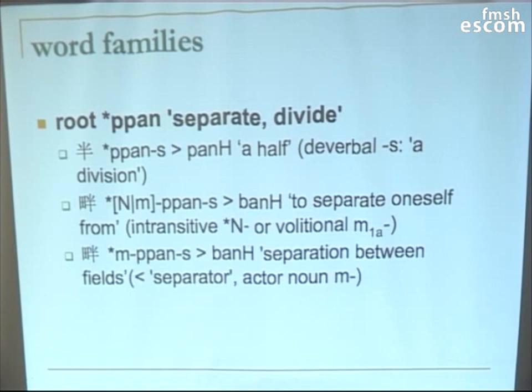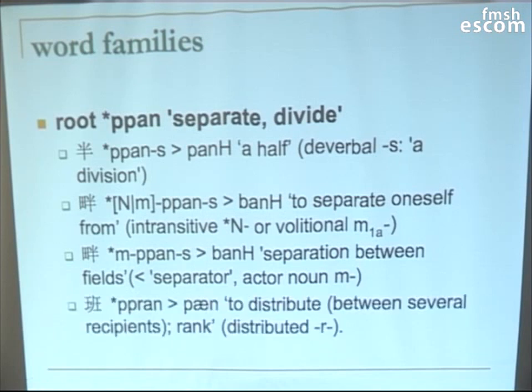This one has the M prefix, the M actor noun or instrumental noun prefix M, and we don't know why it has the S suffix. And this one means to distribute with a nice distributed meaning. And this is why we believe it has the R infix.